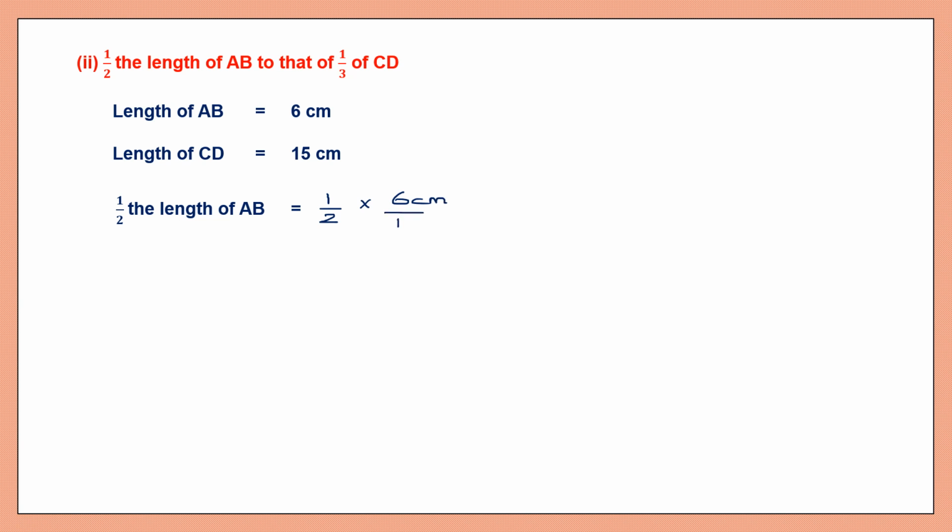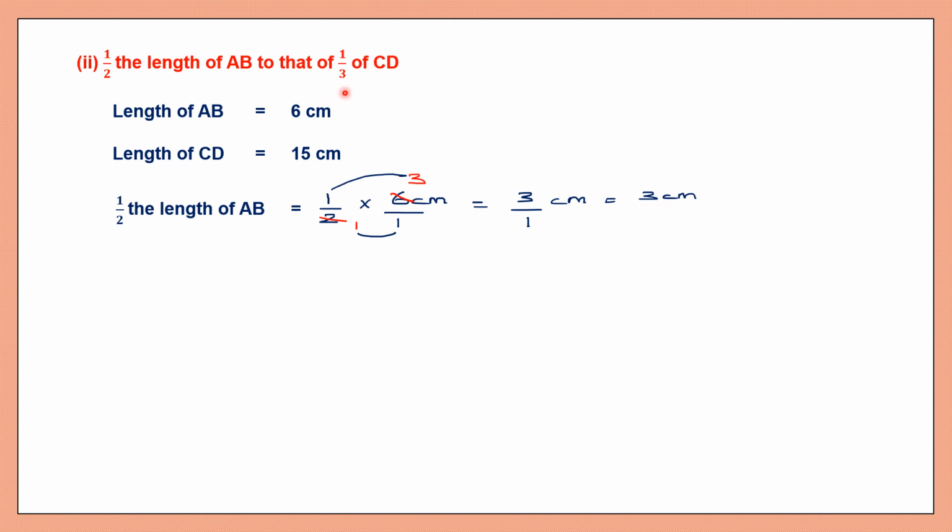So this is 6 by 1. So we can cancel 2 and 6. 2 1s are 2 and 2 3s are 6. Now let's multiply the numerators. 1 into 3 is 3 and in the denominator we have 1 into 1 which is 1. 3 by 1 centimeters which is 3 centimeters. Okay, so half the length of AB is 3 centimeters because length of AB is 6, so half of that is 3, and we worked it out and we found out.